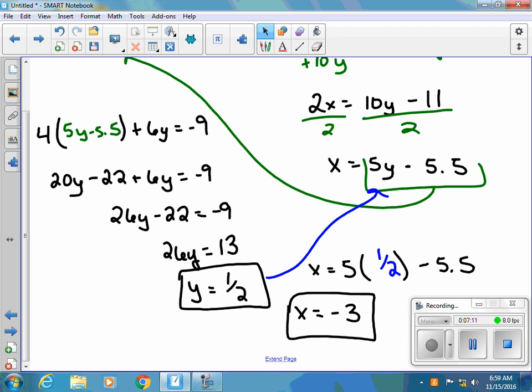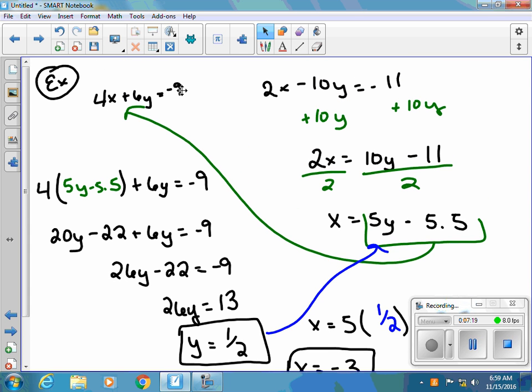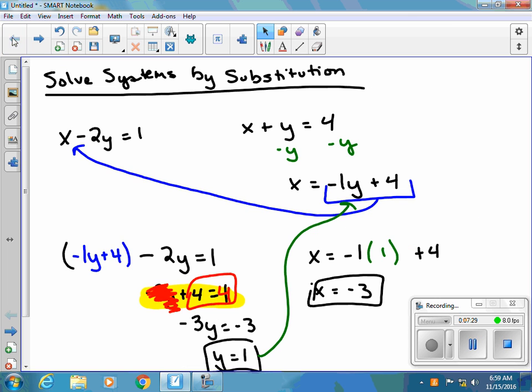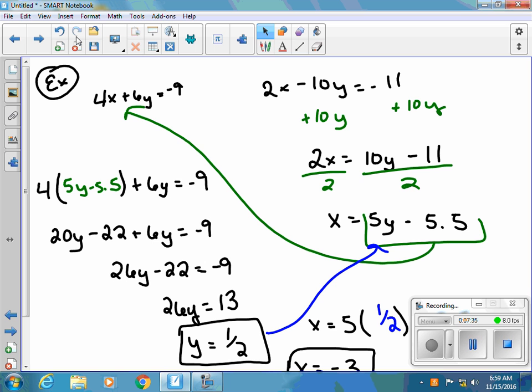So with substitution, sometimes it's a little bit easier than graphing, because if you notice at the very beginning of this problem in particular, both equations here are in standard form, which means that I would have had to rearrange both equations in order to graph them. Same thing over here. So there are times when it's easier to graph, and there are times when it's easier to use substitution.